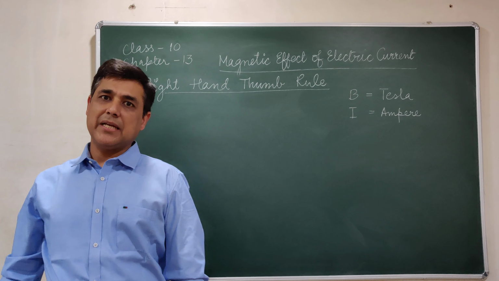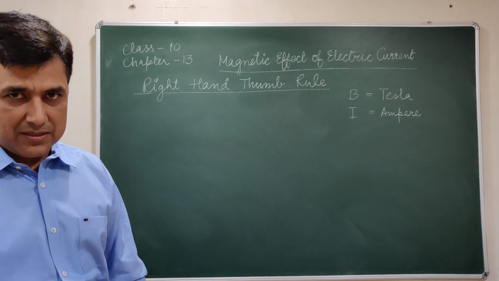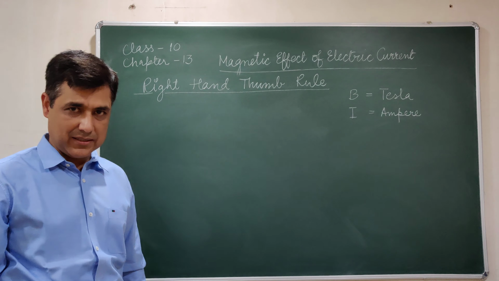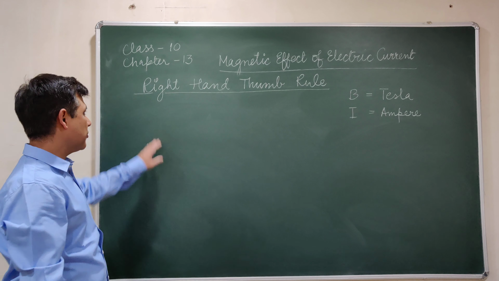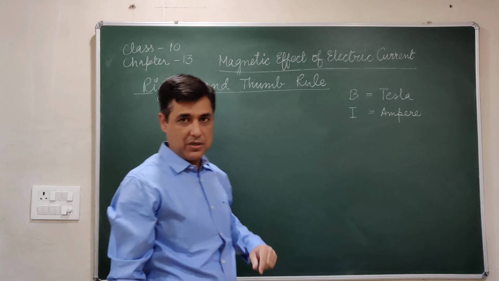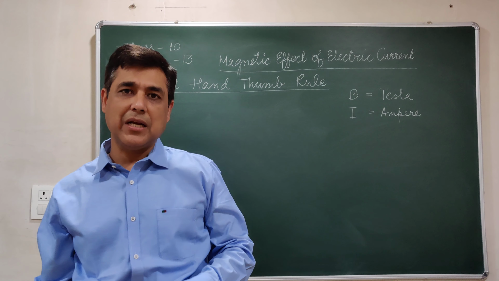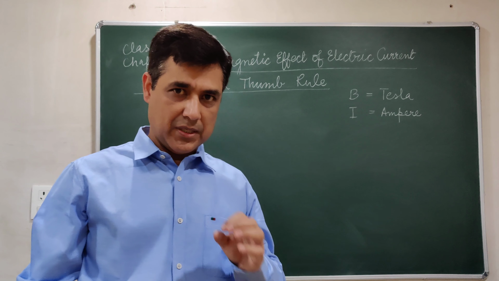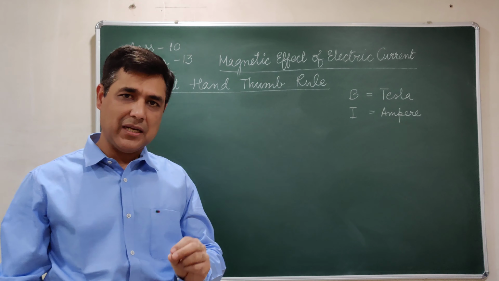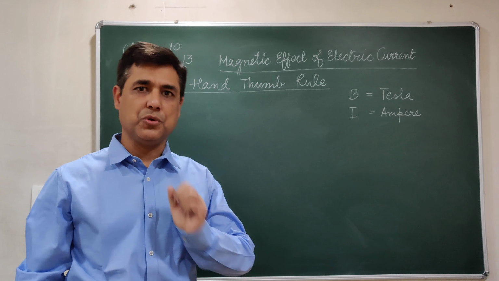Right? Now, to find out the direction of the magnetic field when current flows through a conductor, we have a rule which we call the right hand thumb rule, or which we can call the Maxwell corkscrew rule. Right hand thumb rule or Maxwell corkscrew rule.